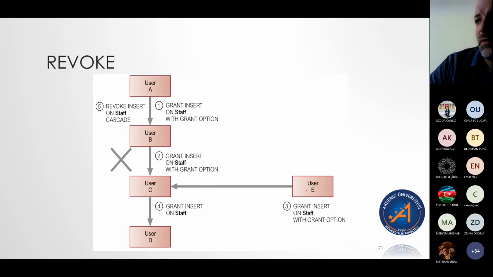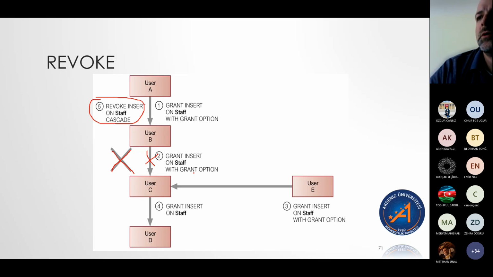But now this user E, they didn't have to grant that to user C. User C already had it. But what we're going to see is that when user C then grants the insert on staff to user D, when this revoke happens, that's when this is no longer in force. But because user C had insert with grant option from another source, they are able to continue. That's why this one is not blocked off.